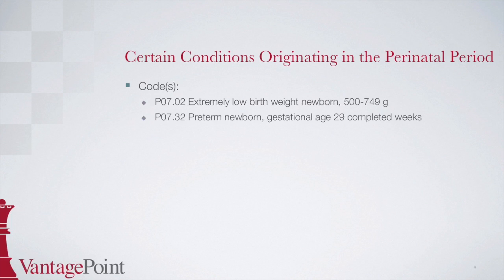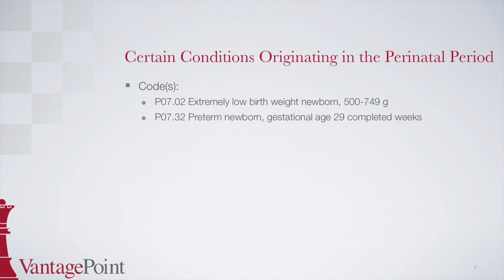The first code is P07.02, extremely low birth weight, newborn, 500 to 749 grams. Remember that the guidelines state that when both weight and gestational age are documented, weight should be sequenced first. To locate this code, start at the term low in the alphabetic index. From there, you would go to birth weight, then extreme, then 500 to 749 grams, which points to P07.02, which you would then confirm in the tabular.